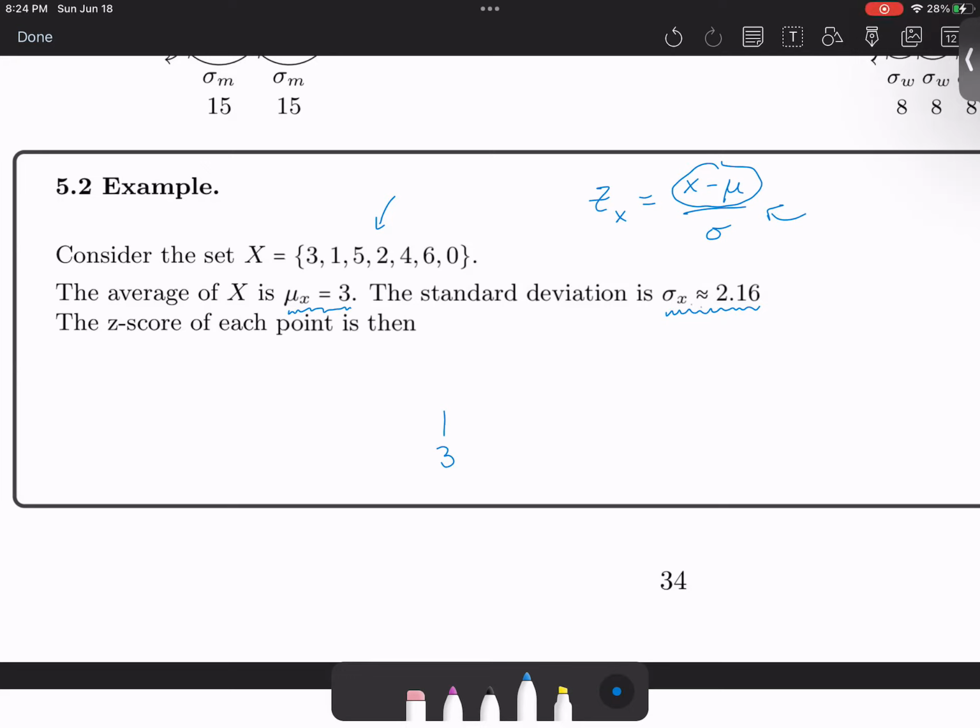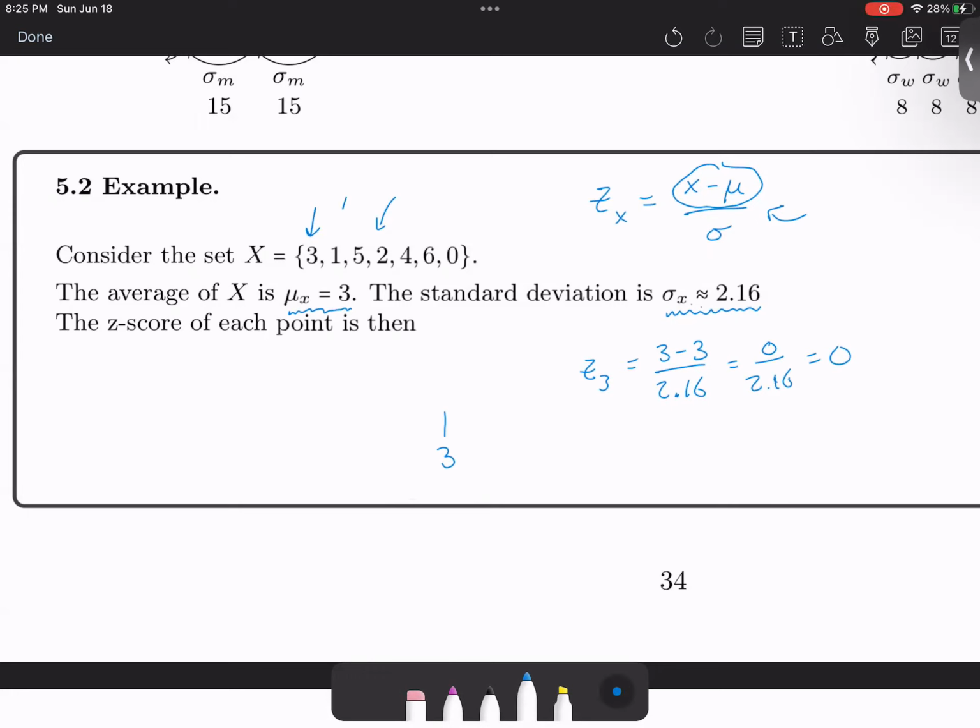So let's compute the z-score of the first point, 3. So the z-score of 3 is going to be 3 minus the center over the standard deviation. Well, 3 is the center. So we get a z-score of 0, right? 3 isn't to the right or to the left of the center. It is the center.